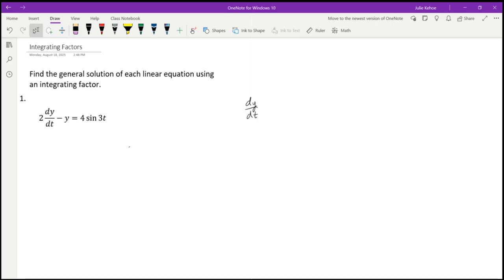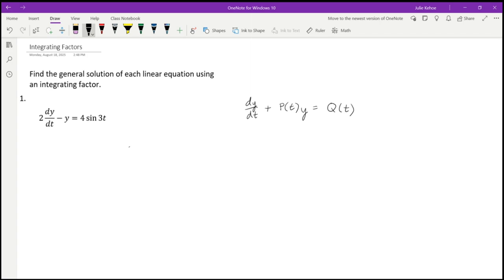Now, standard form means that the derivative is not being multiplied by anything. So here it would be dy/dt plus p of the independent variable, so that's going to be t here, because that's in the denominator of the derivative, times y equals some function of t. So I have the first derivative plus a function of t times y equals a function of t. And once I get into that form, then I can go about finding my integrating factor.